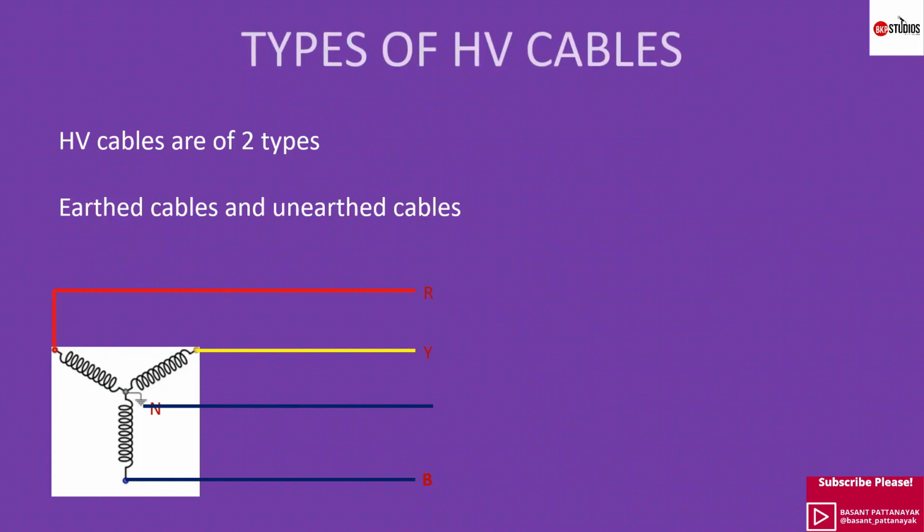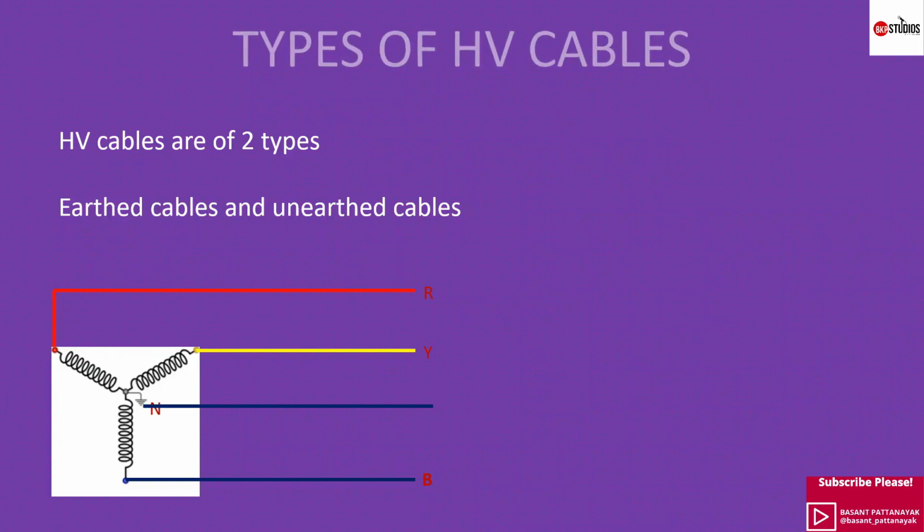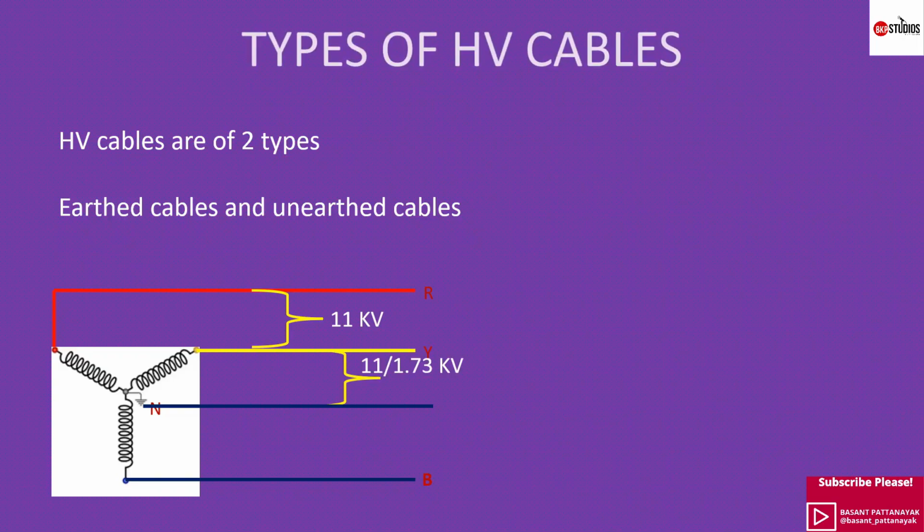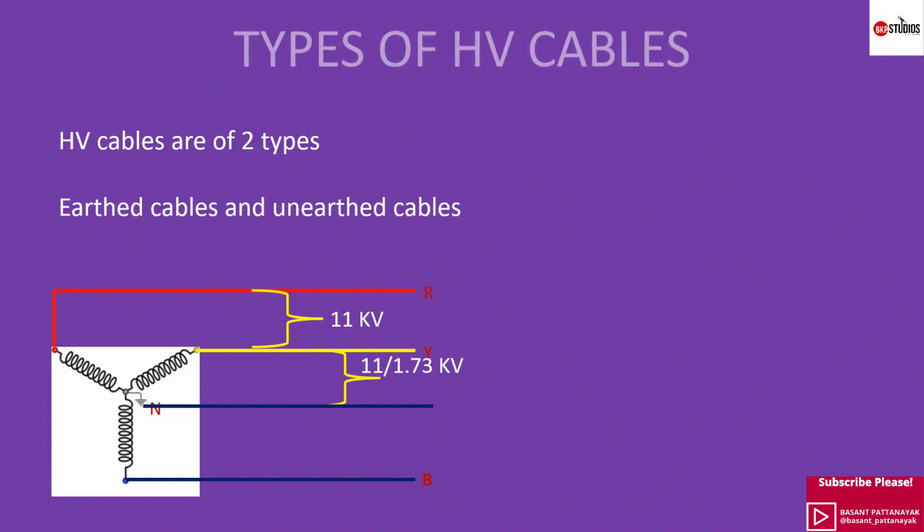In that scenario, what happens? For example, in an 11 kV system, the line to line voltage will be 11 kV. What is the voltage between phase and neutral? The phase and neutral voltage will be 11 kV divided by root 3, that is 6.35 kV. This type of system is called an earthed system.